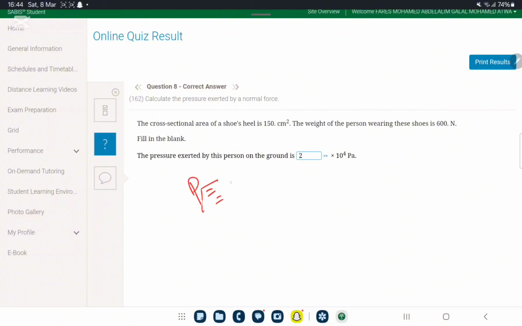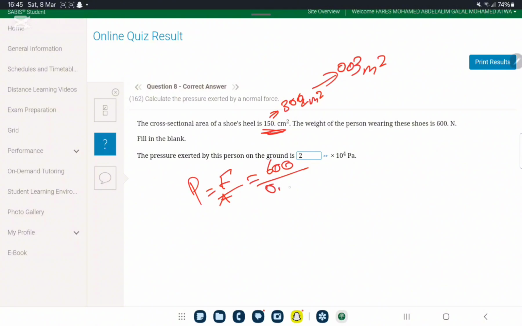So P equals F over A. F is 600 newtons, and this area is for one heel, and since there are two heels in the shoes, it's 300 centimeters squared, and you want to convert to meters squared. So 300 divided by 10,000, and it's equal to 0.03. So 600 over 0.03. You put it in your calculator, you get 20,000.